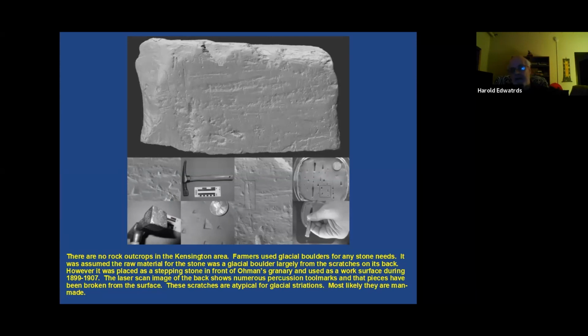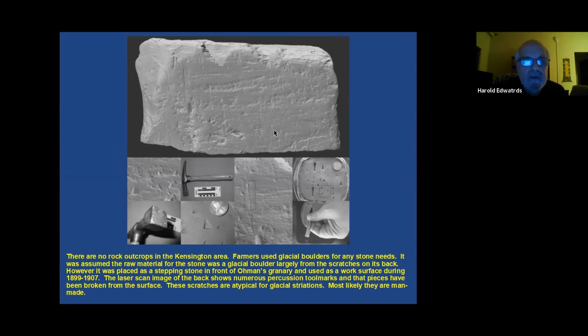And the point is, this is a laser scan of the back of the stone. Winchell had thought because of these scratches, the stone was a glacial boulder, because occasionally glacial boulders have scratches on them called glacial striations. These are atypical for glacial striations. They're usually not curved, and they usually don't cross one another. It can happen, but this is unusual.